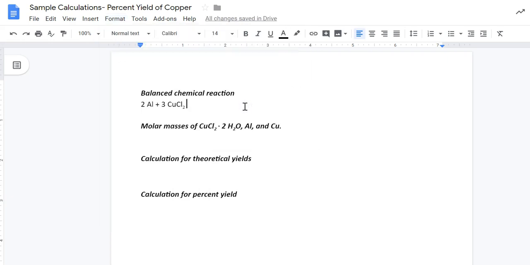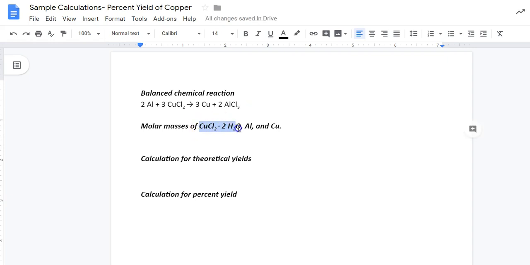To type an arrow, we're going to do dash, dash, greater than sign. When you hit the space bar, it's automatically going to be changed to an arrow. For aluminum chloride, again, I need a subscript, and I'm going to use the shortcut. So I'm going to press Control, comma, and it's going to change my cursor to a subscript.